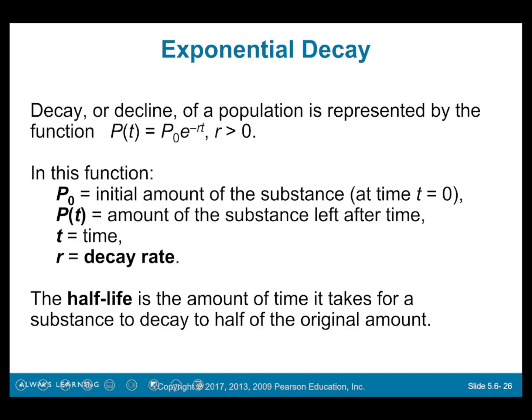All right, so now we have what we call exponential decay functions. Instead of a population increasing, we're going to watch things decay over time. All that changes about our Pert equation is that we put a negative in front of our r value. We still call P0 our initial amount. P of t is the amount of the substance left, t is our time, and r is our decay rate. A lot of times our decay rate is going to come from the half-life. The half-life is the amount of time it takes for a substance to decay to half its original amount, and that is what provides our decay rate.